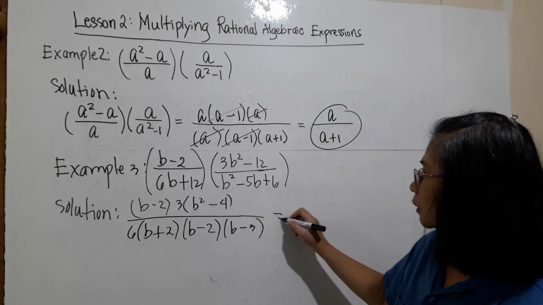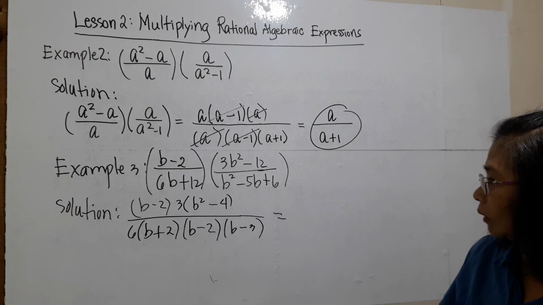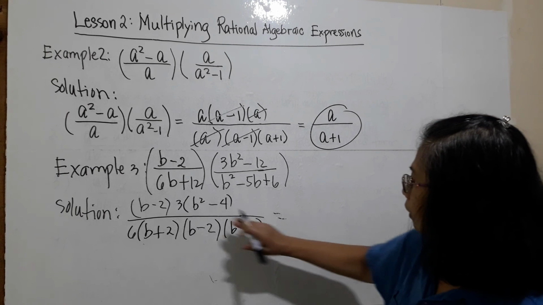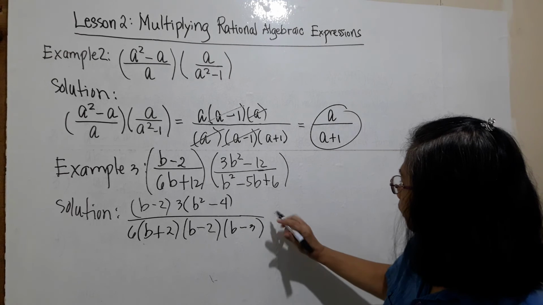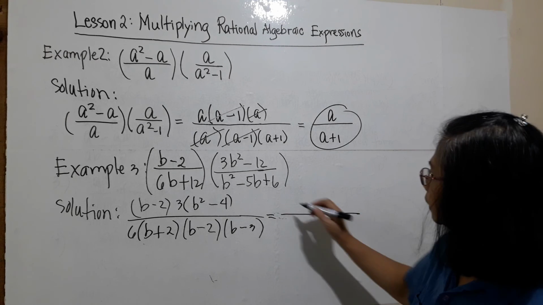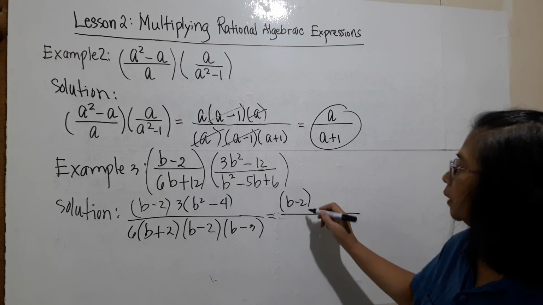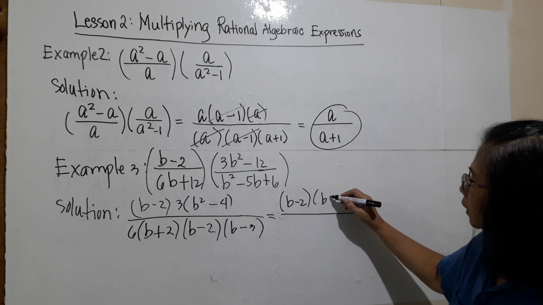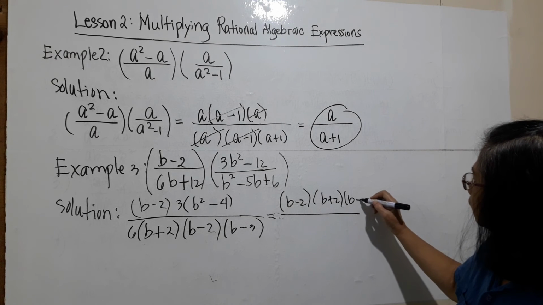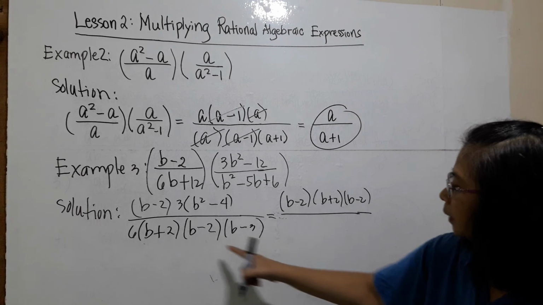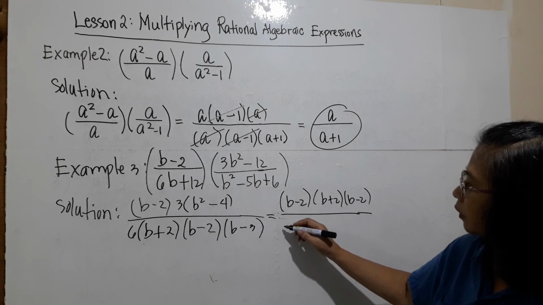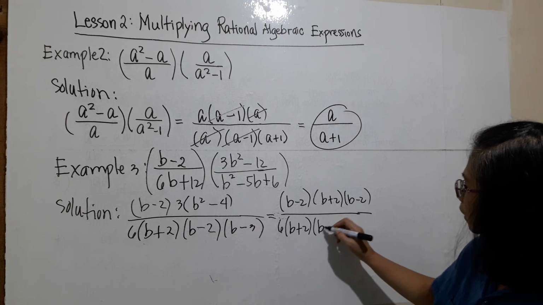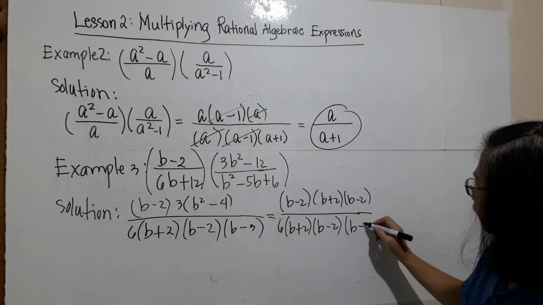Okay? But still, we have 3b squared minus 12 in the numerator, which is factorable, a difference of two squares. So we have to copy the other terms. So we have b minus 2 times 3, and factor now, b plus 2, b minus 2. Then copy the terms in the denominator, 6, b plus 2, b minus 2, b minus 3.